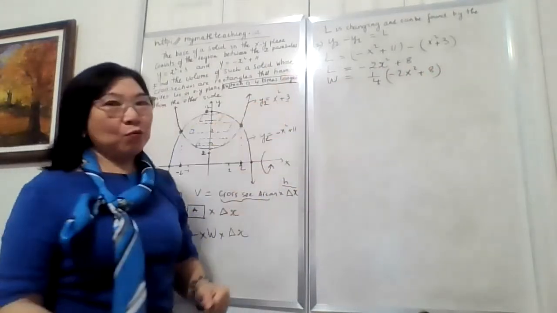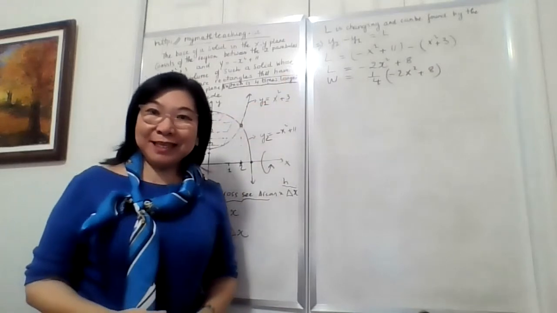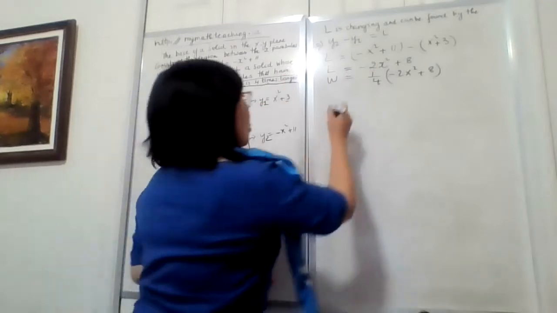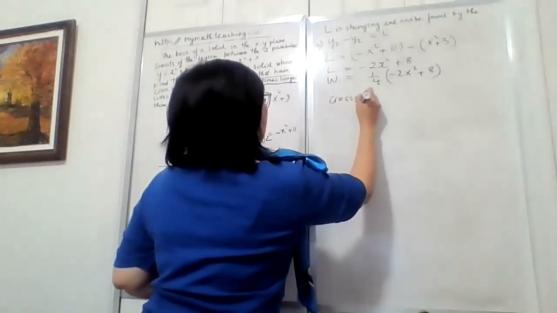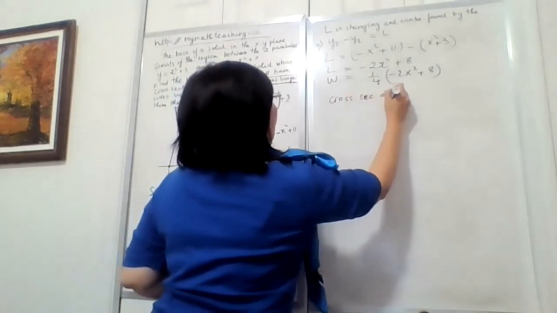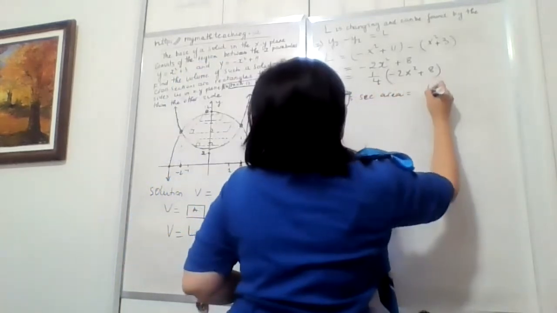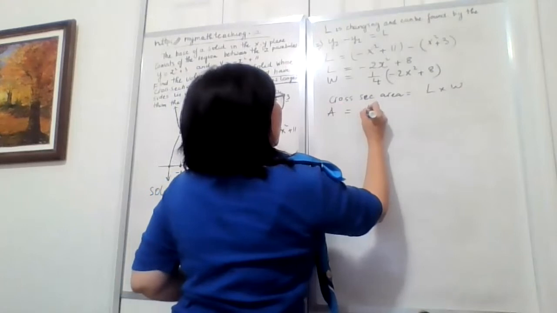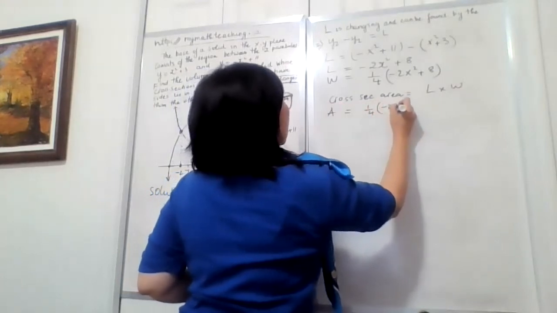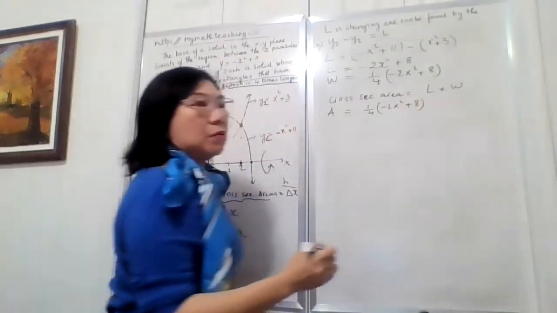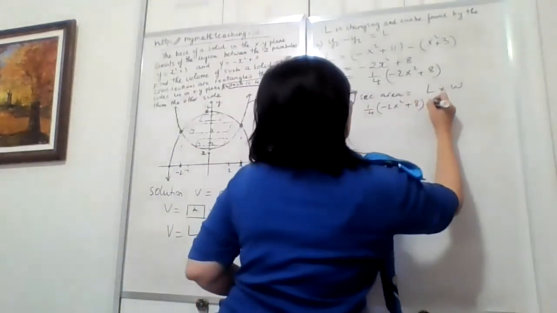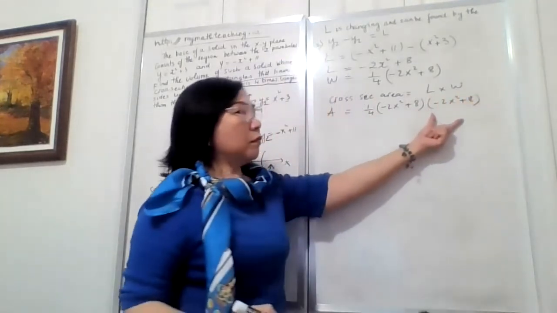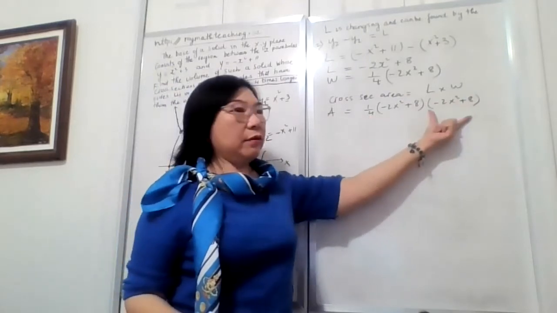So now I have the length and the width. So now it's getting a little bit easier. We can use the area equals length times width, right? So our cross-sectional area will be equal to length times width, which will be 1 over 4, this is the width, times minus 2x squared plus 8, multiplied with the length, which is the same, minus 2x squared plus 8, except we don't have a 1 over 4. So this is the width and this is the length.